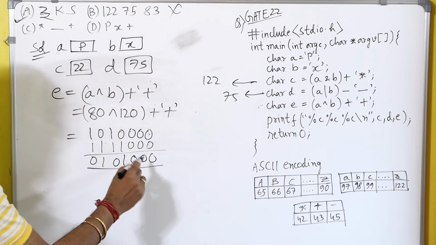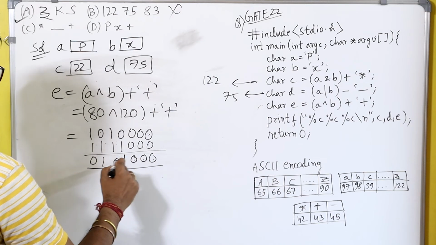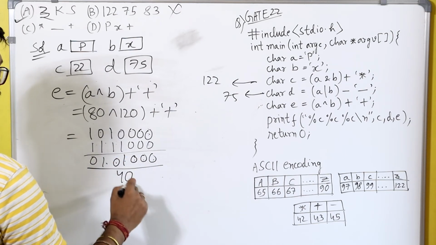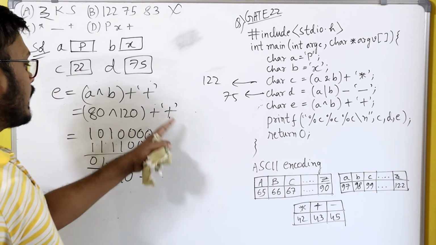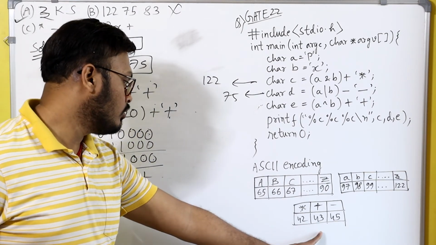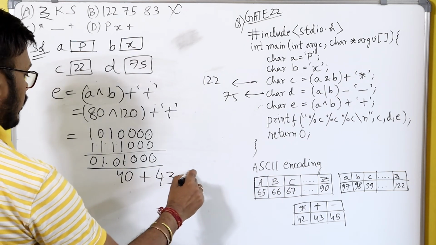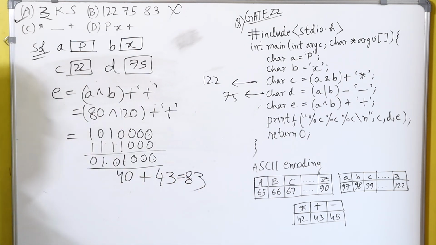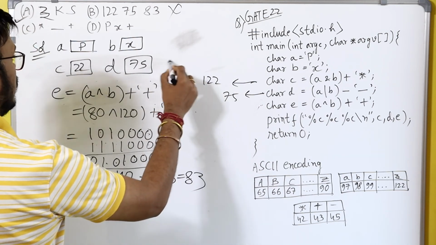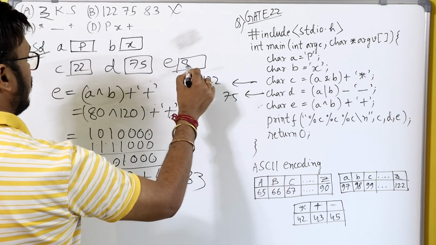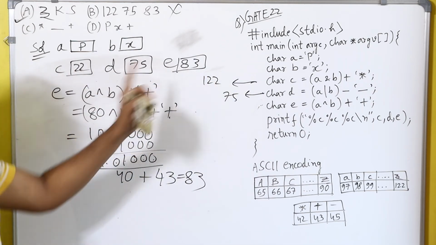Then what is the decimal value of this binary number? 4, 8, 16, 32. It's 40. Fine. So 40 will be added to this plus of this character plus. So what is this? 43. So 40 will be added with 43 and we will get the value 83. Fine. So it means what? Now E has the value 83. Okay. So I have got the value for C, D and E.